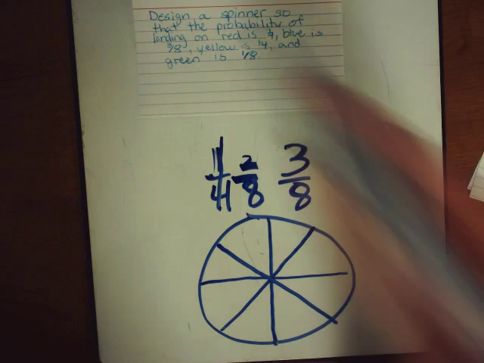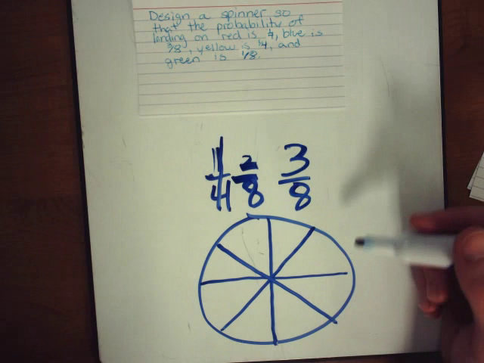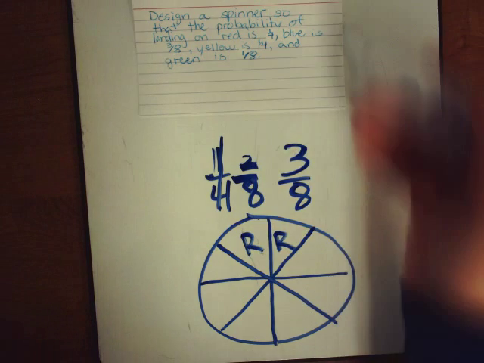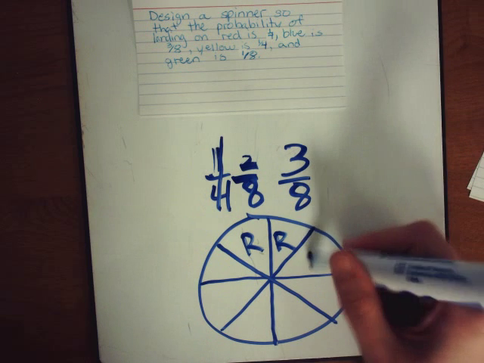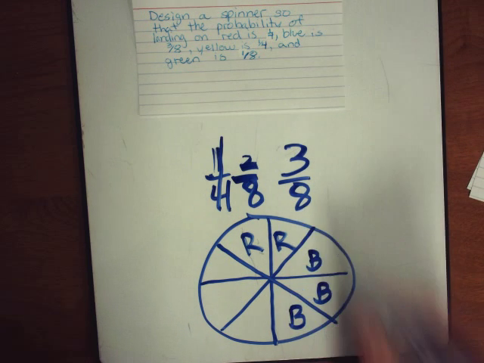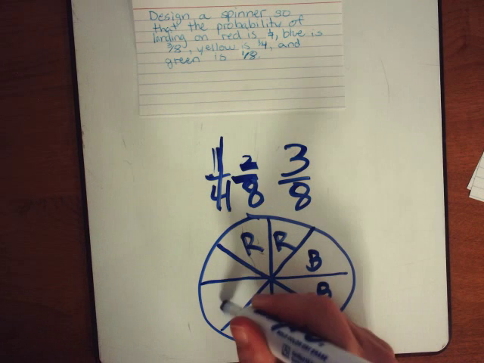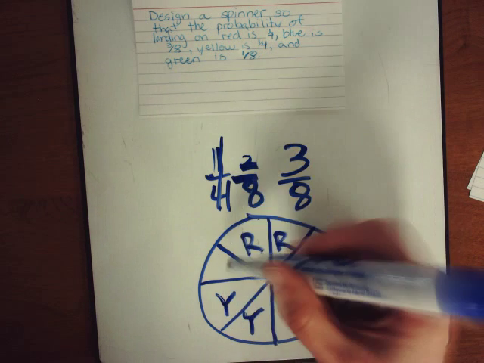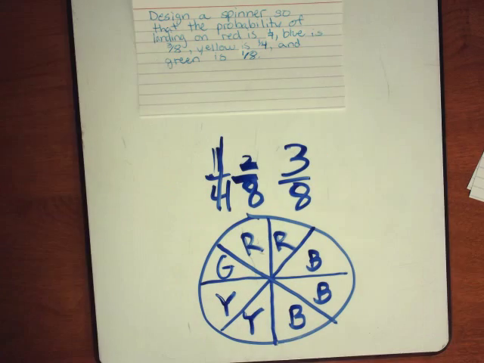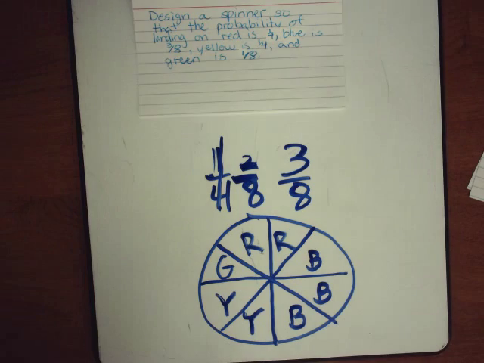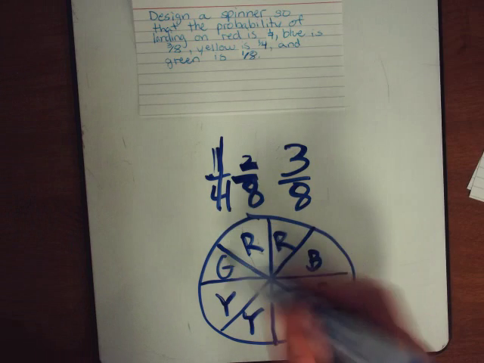So now I've got red, which is 1/4. And how many 8ths was that? 2 eighths, so I've got 2 that are red. Blue is 3/8. Yellow is 1/4, so how many 8ths is that? 2 eighths. And then our lowly green, just 1/8. So what's the likelihood that I'm going to land on green? The likelihood. That's right, that's the probability I'm going to land on green, 1/8 of the time.